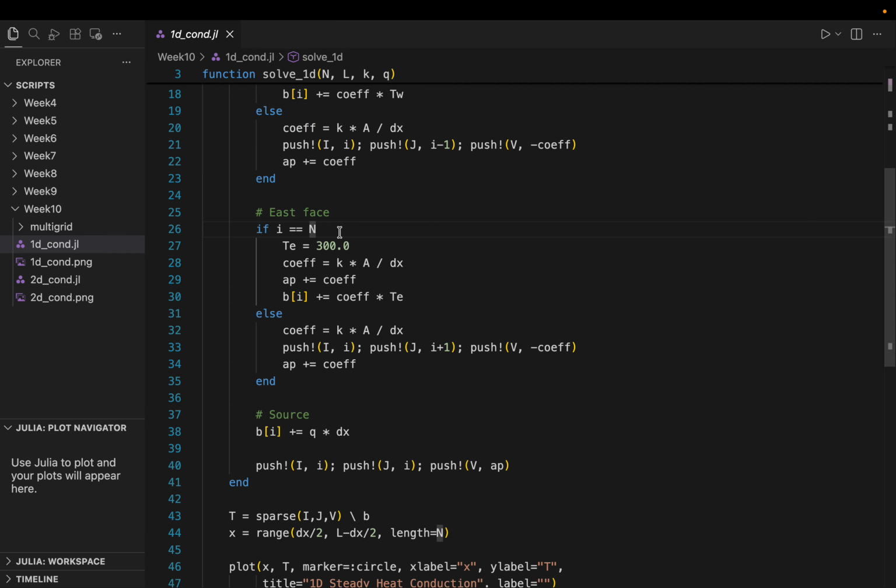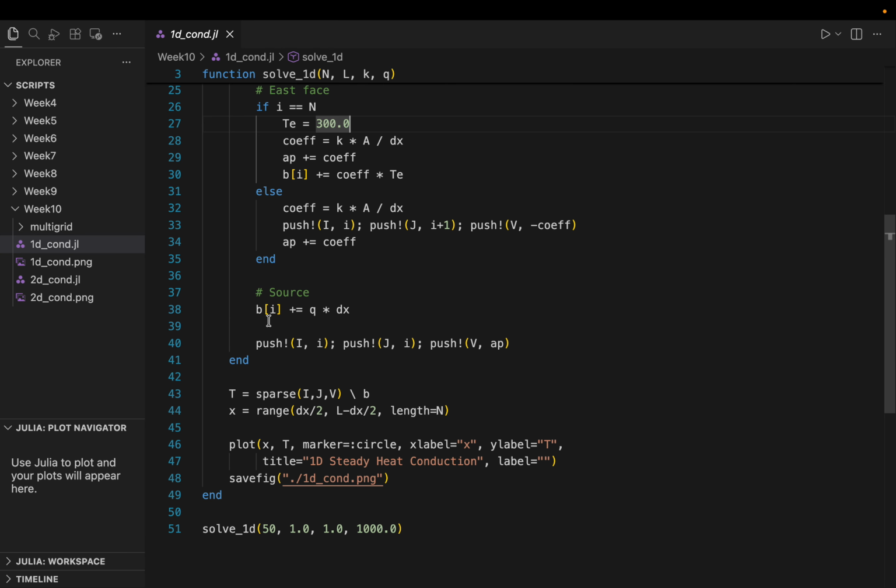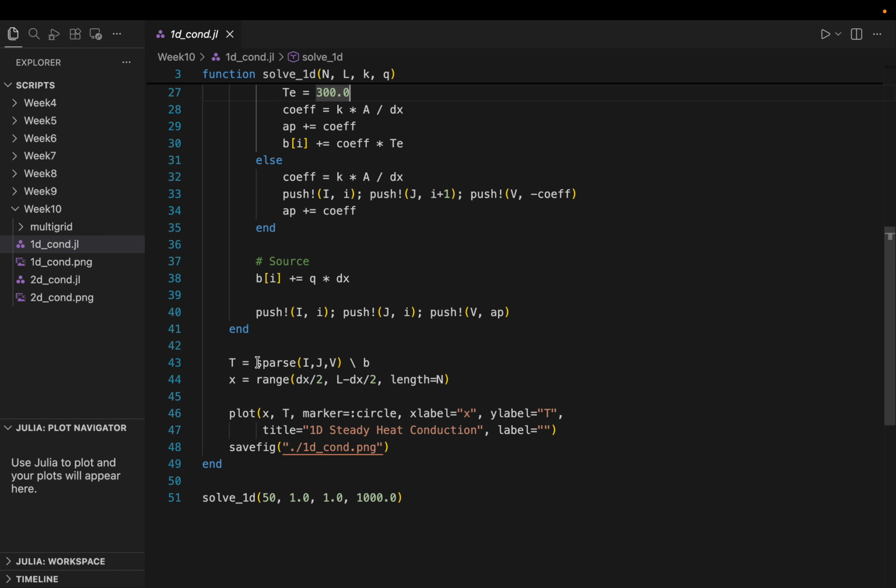Now for the east phase, again another Dirichlet condition. So T I specified as 300, and for all other phases, you just add that to the AP values. B is basically Q times delta x. Now this is actually a direct method, but you can always replace this with a Gauss Seidel or any other method of your choice. And then you can solve this to get a solution.